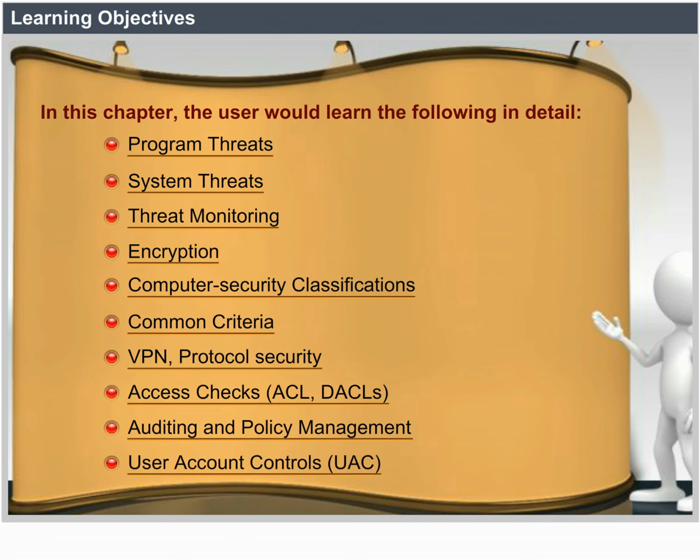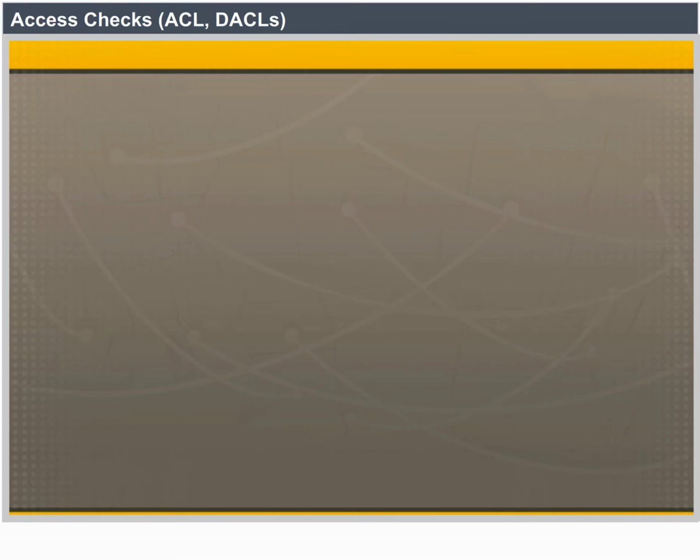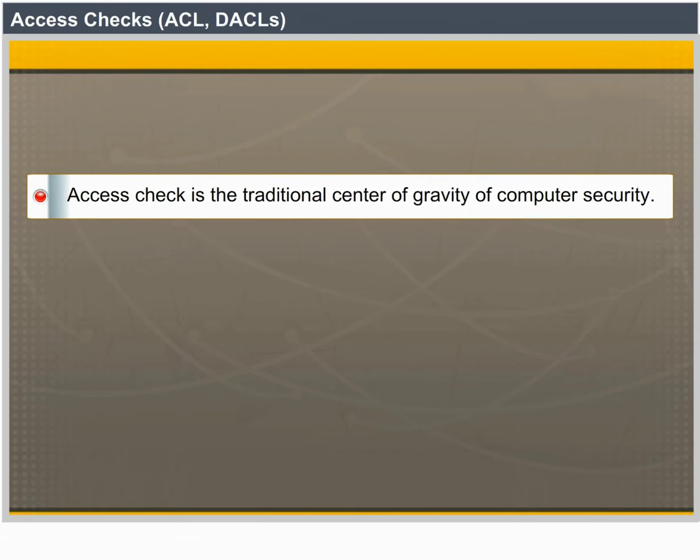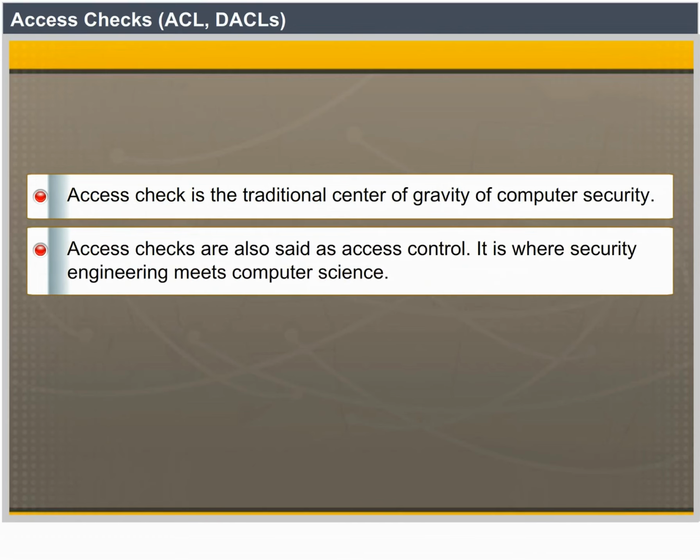user account controls, UAC. Access checks, ACL, DACLs. Access checks is the traditional center of gravity of computer security. Access checks are also called access control. It is where security engineering meets computer science.